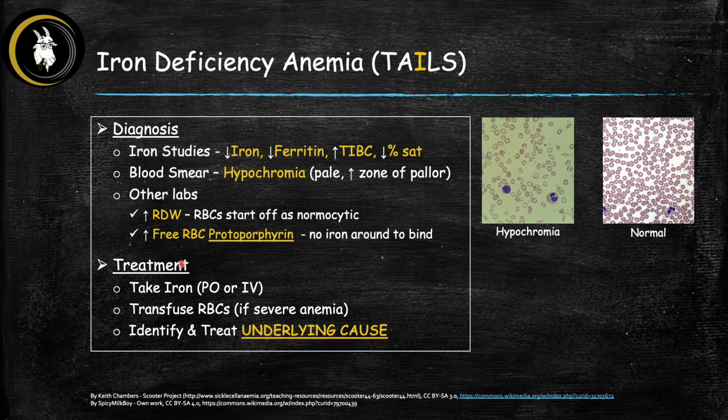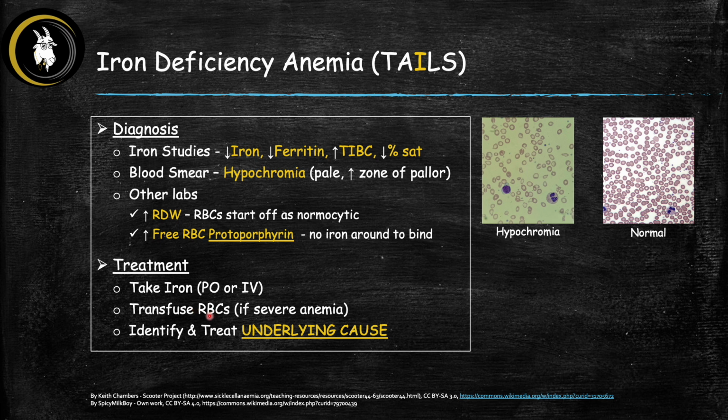And now finally, let's talk about the treatment. So once we've made a diagnosis, how are we going to treat iron deficiency anemia? There's basically just three things to consider. Number one, of course, is going to be to have the patient take iron. Most commonly, they can take it orally, but in more severe cases, we can also give iron infusion IV.